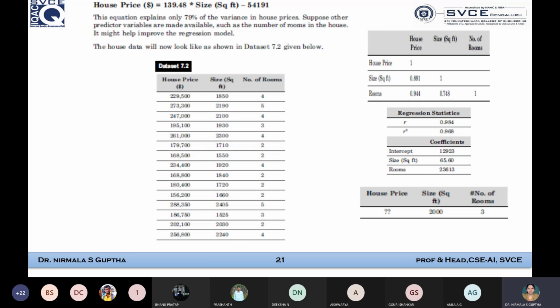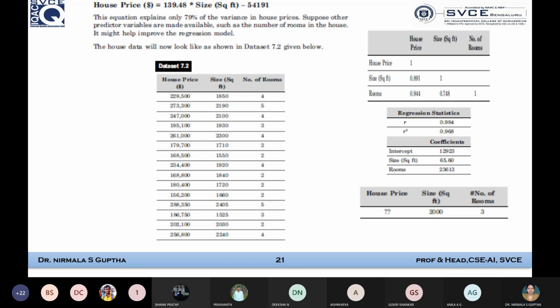So suppose if any other predictor variables are made available, better decisions or an improvement in the regression model would be achieved. So for that, in the case study we have considered adding the number of rooms. So the third dimension, or the third column, is added to the existing data set.